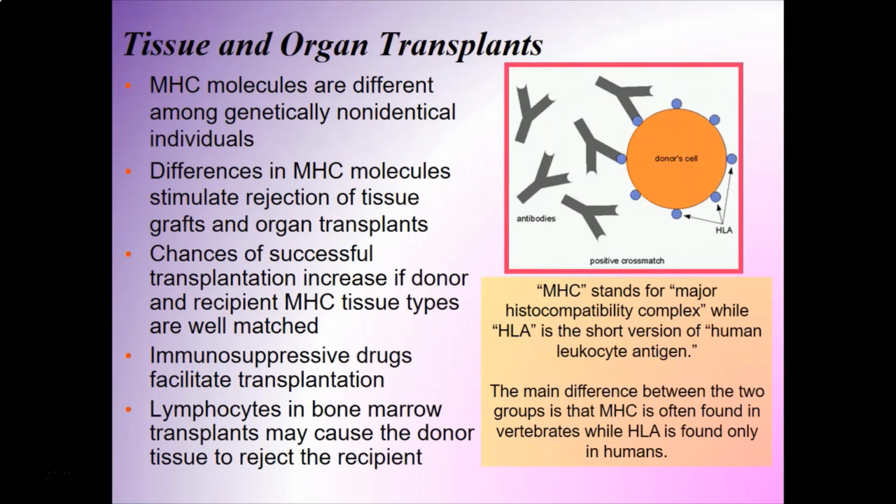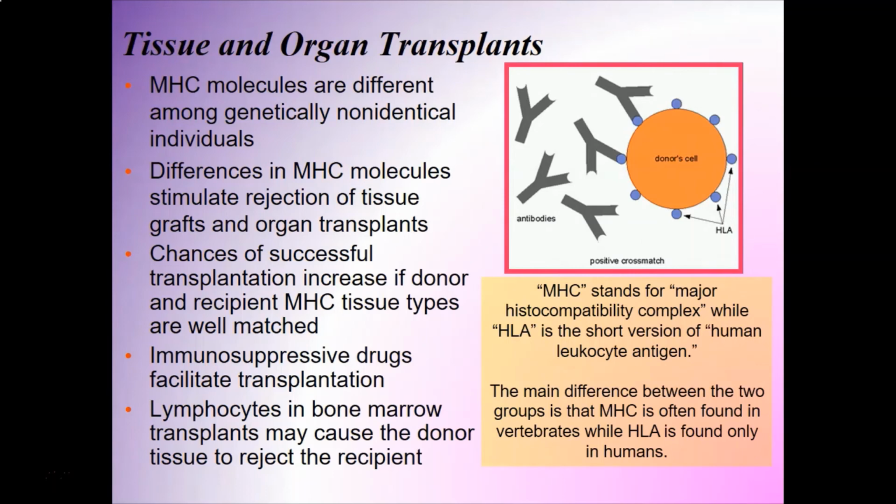So just to repeat that a bit, MHC molecules are different among genetically non-identical individuals. So if you're lucky enough to have an identical twin, there you go. You got some organs ready to roll if you need them. Differences in MHC molecules stimulate rejection of these grafts or organ transplants. And chances of successful transplantation increase if donor and recipient MHC tissue types are well matched. But you can give immunosuppressive drugs. And like I said, there's other methods too to get rid of immune system parts.